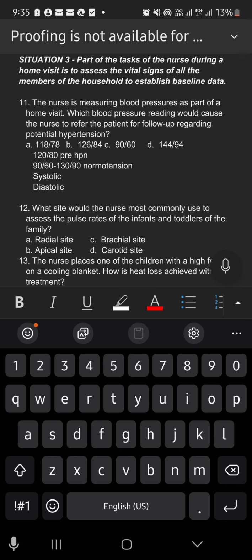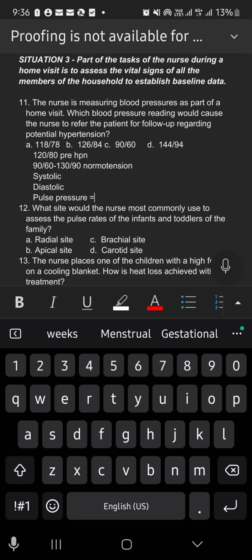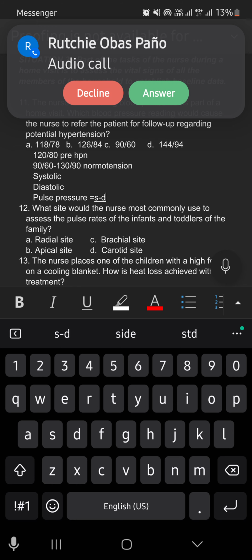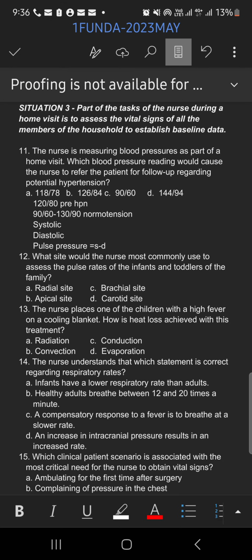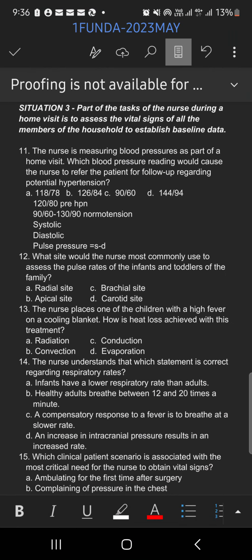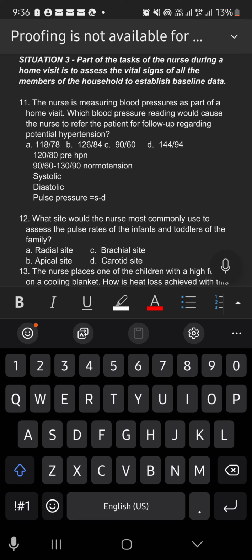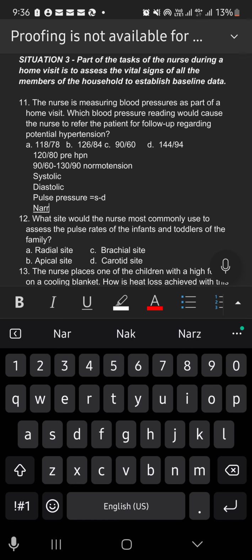So commonly, there are topics about pulse pressure in the board exam. To get the pulse pressure, you have to deduct systolic minus diastolic. So for instance, you got a BP of 90/60, so 90 minus 60, and that is your pulse pressure. Alright?